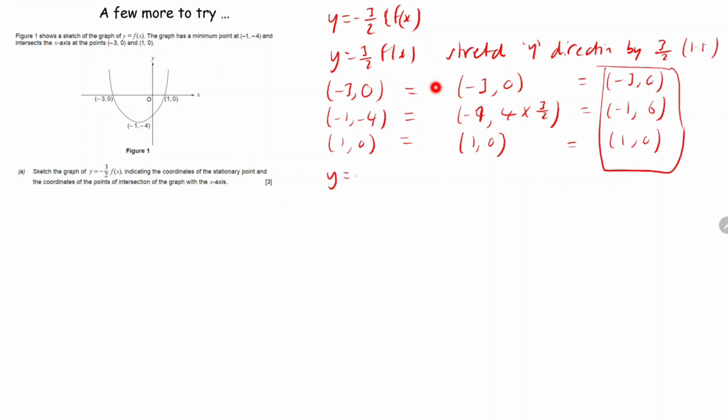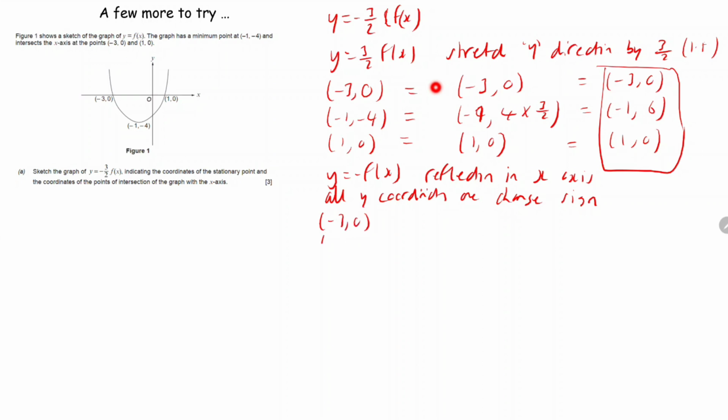Then we have to deal with the minus. We have y equals minus f of x. Again, this is going to be a reflection in the x-axis. So all y coordinates are going to change sign. So we have -3, 0, -1, 6, and 1, 0. And the new coordinates after this, all the y coordinates are going to change. So we're still going to have -3, 0. The second one's going to be -1, -6. And the last one's still going to be 1, 0.